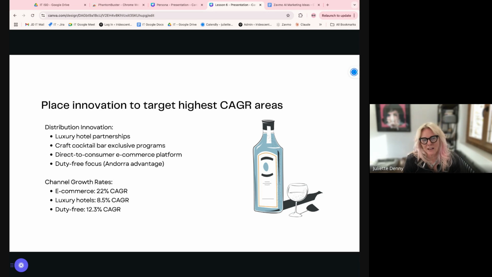Then luxury hotels, that is growing at 8.5. Remember, the overall average growth rate is 7, right? So it's still on the higher end. So we still know that selling into hotels is above the chances of other gin manufacturers coming into the market. So it's still a good place to go. And then the duty free market is absolutely hopping if we can get it into duty free in Andorra and some of the other duty free places, maybe in France and in Spain. So that is driving where we should be selling our gin.